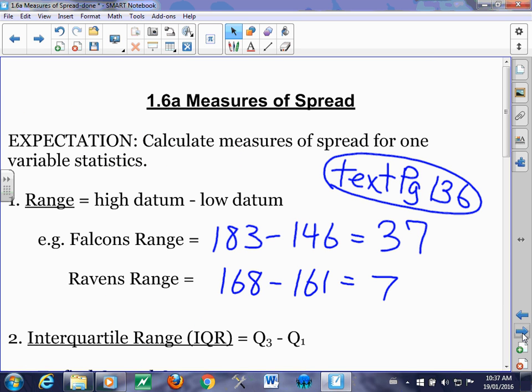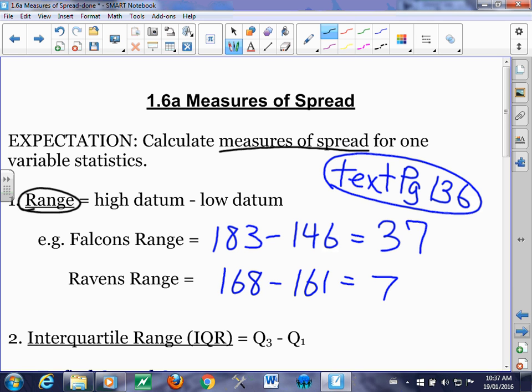Okay, so for today's expectation, folks, measures of spread. We're going to learn 3 different measures of spread today. The first one is the range. We've already taken a look at that, but the range is the highest data subtract the lowest data. So if we take a look at the Falcons, there's a 37 centimeter difference between the smallest and the largest player, whereas with the Ravens, there's only 7. So I would say that the Ravens have a more consistent height because there's only a spread of 7 centimeters.